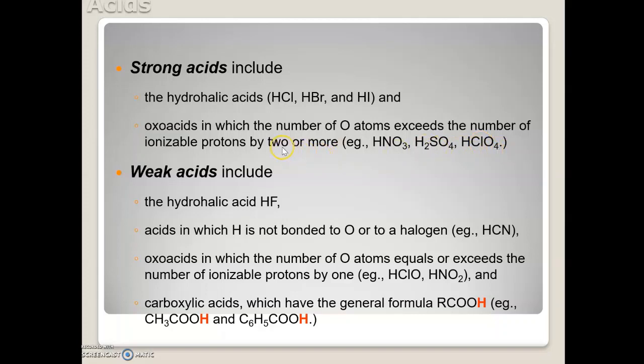As for the weak acids, they include HF, the only hydrohalic acid that is weak. Then acids in which H is not bonded to oxygen or to a halogen, for example HCN. Weak acids can also be oxo acids in which the number of oxygens equals or exceeds the number of ionizable protons by 1, for example HClO, HNO2. And all carboxylic acids with the general formula RCOOH, for example CH3COOH, C6H5COOH, are all weak acids.